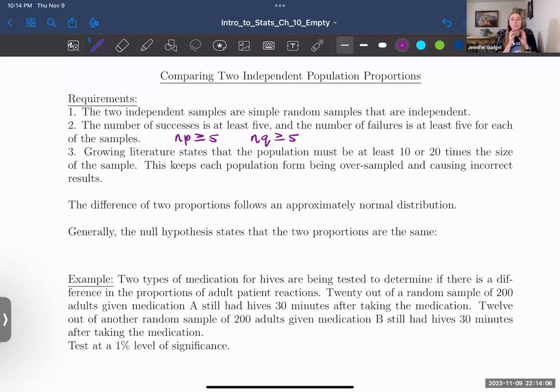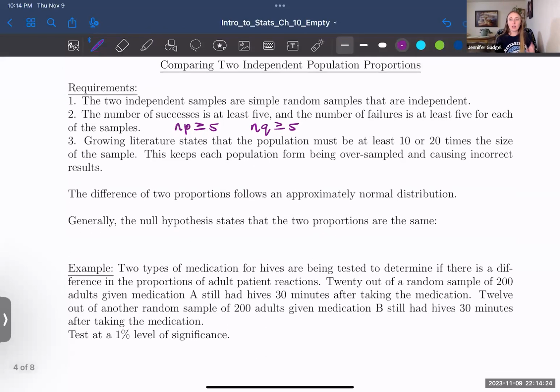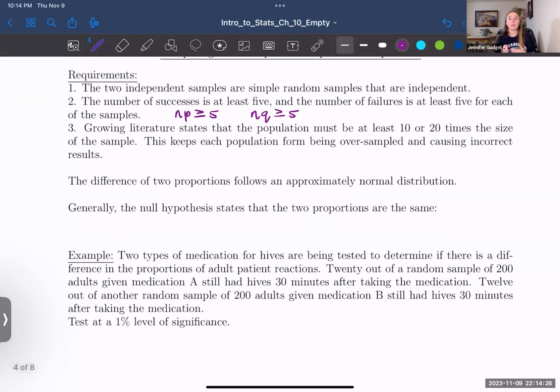All right, you're not essentially oversampling where you've collected so much of the population that you almost have the entire population at that point. Once again, does not happen super often, but it's just something to be aware of and conscious of as we go through this process. All right, the difference of two proportions follows an approximately normal distribution, just like our proportion followed an approximately normal distribution.